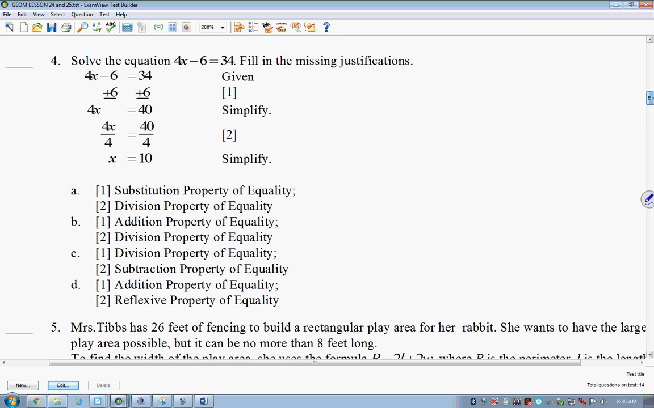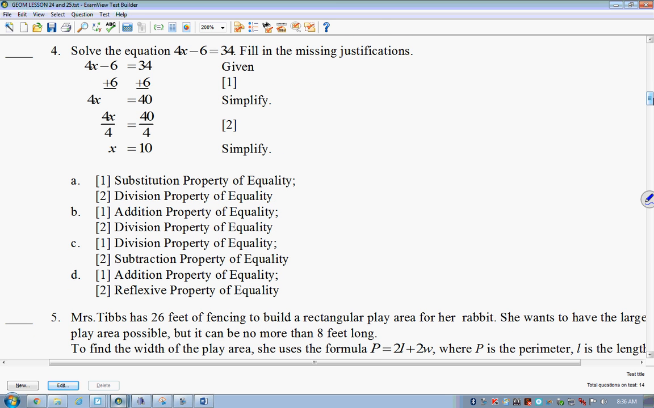Okay, 4. Okay, same type of thing. Solve the equation. This one I think is fairly simple. Okay, 4x minus 6 equals 34. Fill the missing justifications. I start with my given. What is the next thing? Chandler, can you tell me what we're doing from step 1 to step 2? Okay, yes, but let's state it.